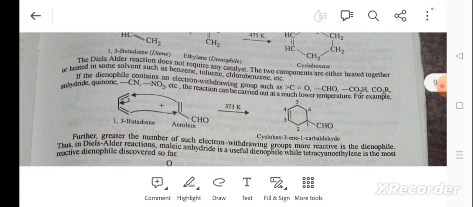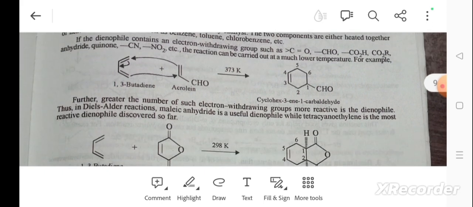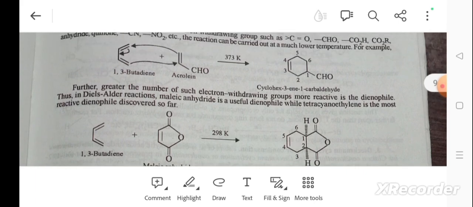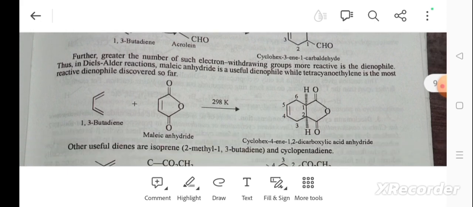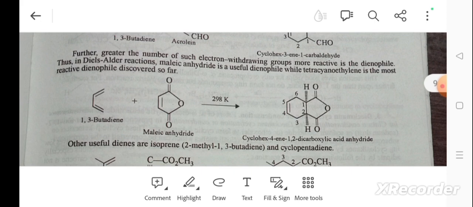If the dienophile contains an electron withdrawing group such as C=O, CHO, CO2H, CO2R, anhydride, quinone, NO2, etc., the reaction can be carried out at much lower temperature. For example, 1,3-butadiene plus acrolein at 370 Kelvin may form cyclohex-3-ene-1-carbaldehyde. Further, the greater the number of electron withdrawing groups, the more reactive is the dienophile.